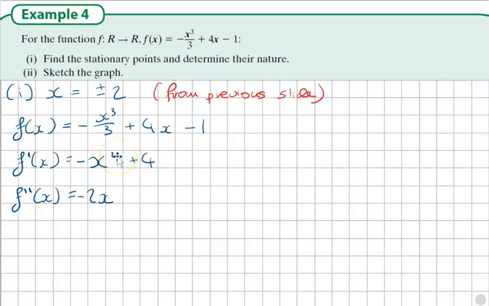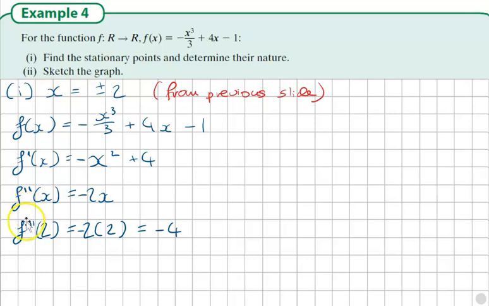So we bring the power down in front, so the 2 comes down in front of the x, and we reduce the power by 1, and 2 minus 1 is 1. So technically it's x to the power 1, so we just write x. So we end up getting minus 2x when we differentiate minus x squared. And then the 4 is a constant, so the derivative of that would just be 0. So we don't need to write down plus 0. So the second derivative of our function is minus 2x.